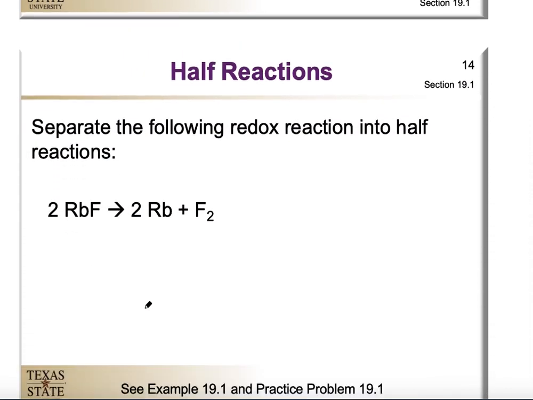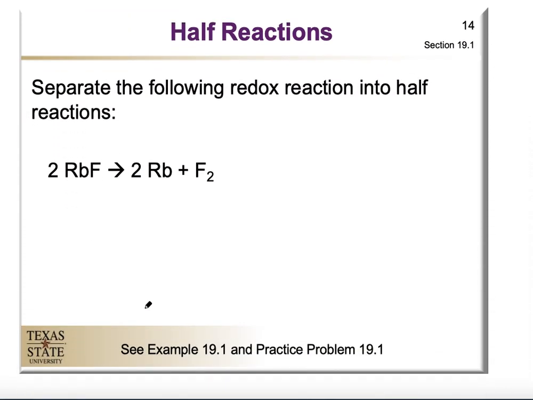All right, let's go ahead and do examples. So the first example is to separate the following redox reaction into half reactions. What we have is rubidium fluoride going to 2 rubidiums and fluorine gas, I should say. In this case, the left-hand side contains an ionic compound, and rubidium, go ahead and find it on the periodic table. It is number 37. And it is in group number 1, which means that rubidium has a charge of +1. So I'm going to write it in this case, my rubidium, +1.